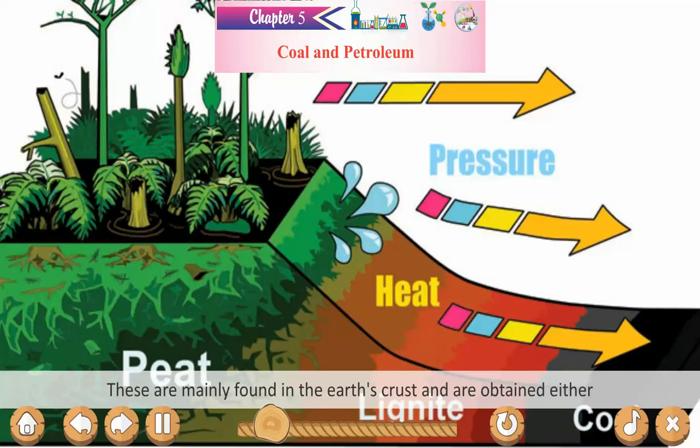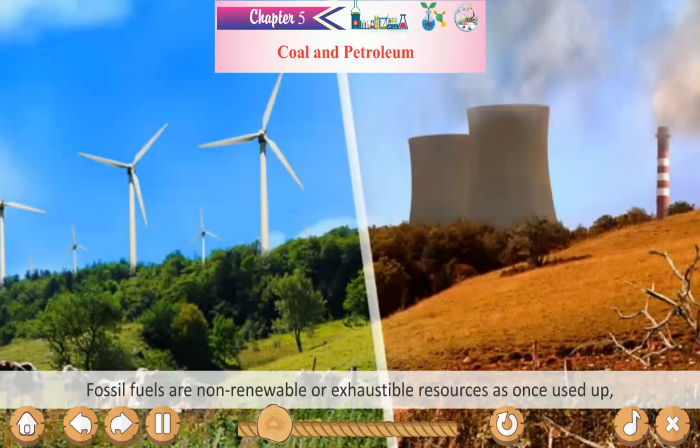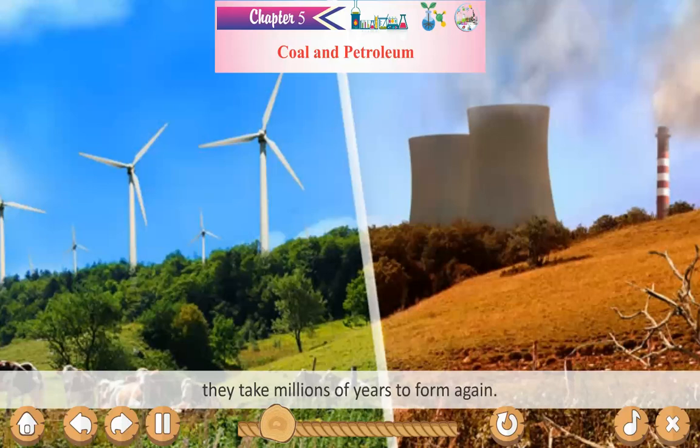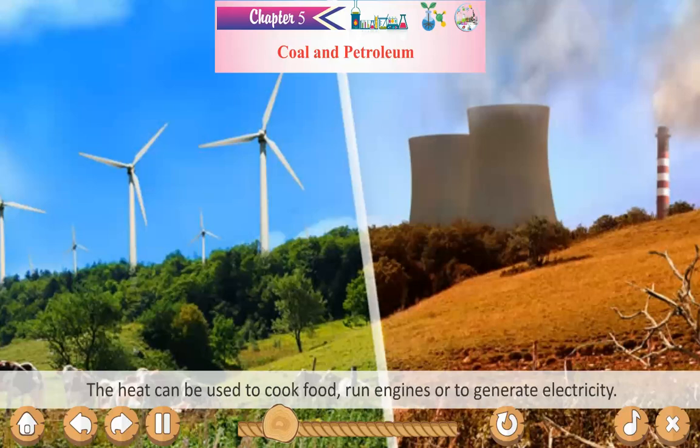These are mainly found in the Earth's crust and are obtained either by digging or drilling holes into it. Fossil fuels are non-renewable or exhaustible resources, as once used up, they take millions of years to form again. Fossil fuels burn to produce a large amount of heat and light. The heat can be used to cook food, run engines, or to generate electricity.